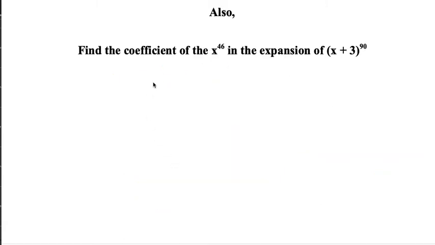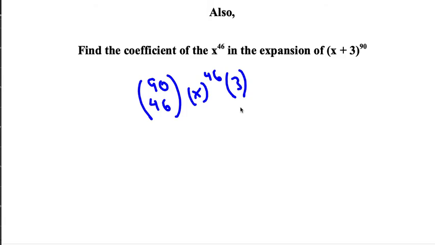So, x to the 46th term in the expansion of x plus 3 to the 90th. Well, we know that that's going to be 90 choose. Now, we already talked about this. It doesn't matter, so I'm just going to say 46 because that's what's given to us. Times x, and we know it's got to be the 46th, times a positive 3 to the, what? 90 minus 46, or 44th power.